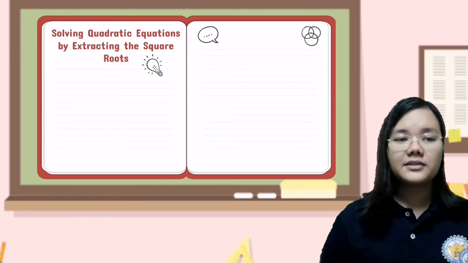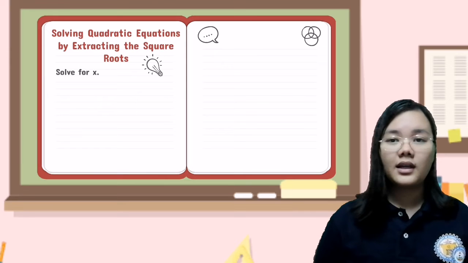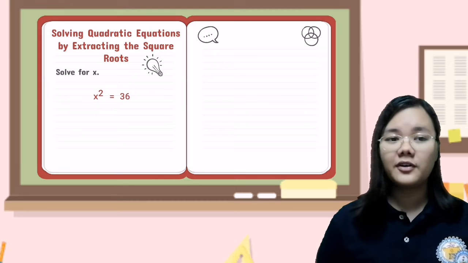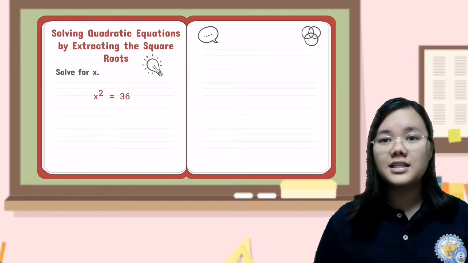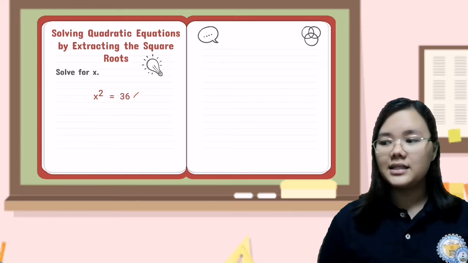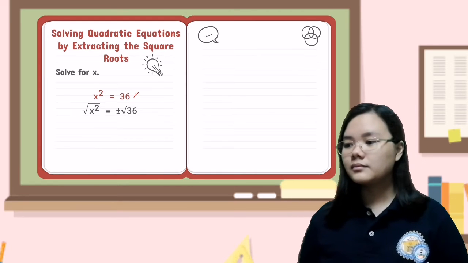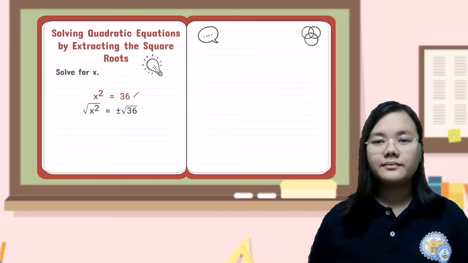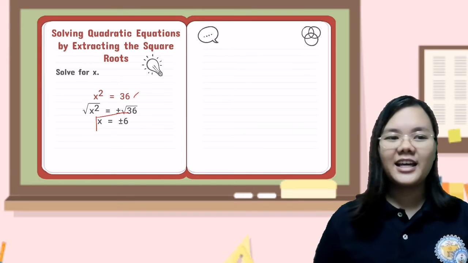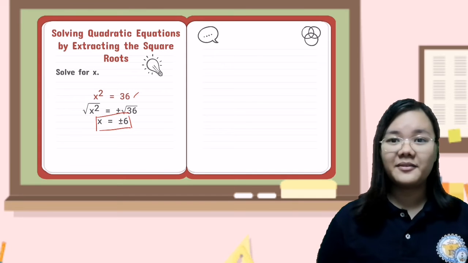Other examples. x squared equals 36. This is the same as the first example, since 36 is a perfect square. Our answer will be... Noel? Yes, very good. It is positive and negative 6.